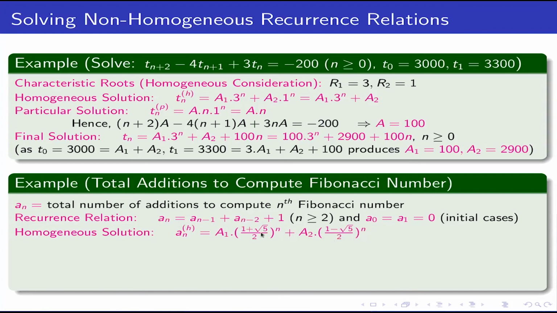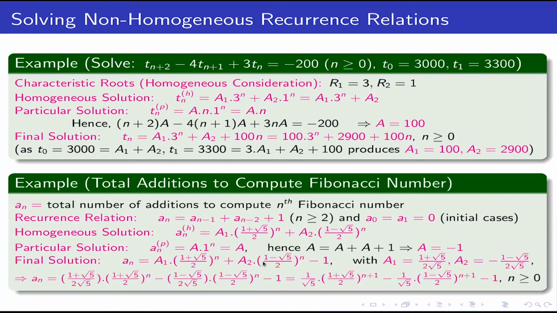Golden ratio to the power n plus beta to the power n and all that. Particular part, I have to solve it by 1 into 1 to the power n. So a into 1 to the power n, nothing is 1 to the power n, so I can keep it as it is, allowing the linear independence going. So it is a. Putting it back, a equal to a plus a minus 1 gives me a equal to minus 1. Therefore, the final solution is this minus 1, where a1 and a2 will be this, because if I put a0 equal to 0, a1 equal to 0, I get a1 and a2 as this. So it looks a bit clumsy, but this is the number of additions we need to compute nth Fibonacci number using a recursive version. So that's why the recursive version gives us an exponential number of additions in your program, and your program becomes very expensive if you write it in that way.